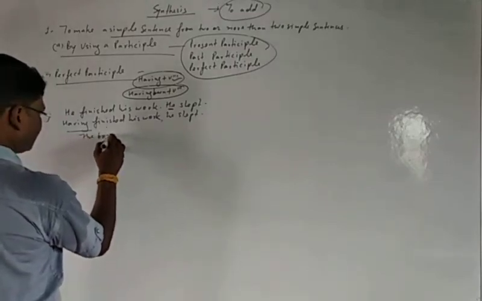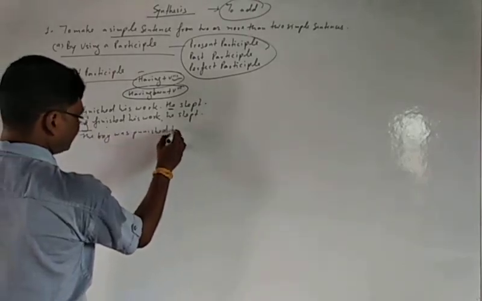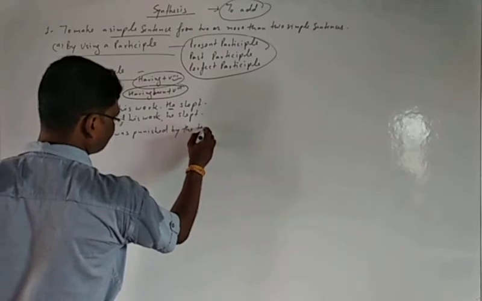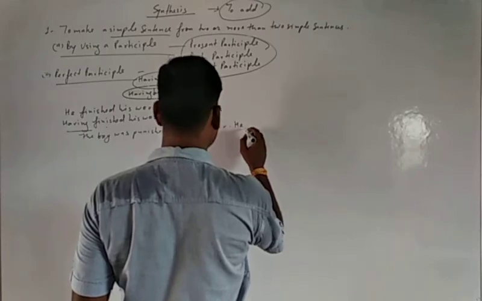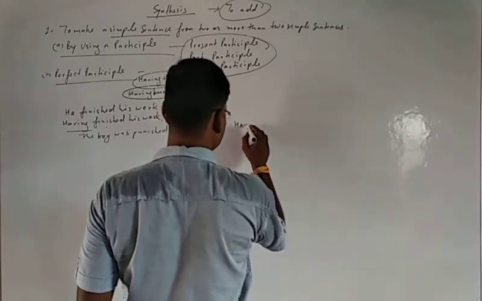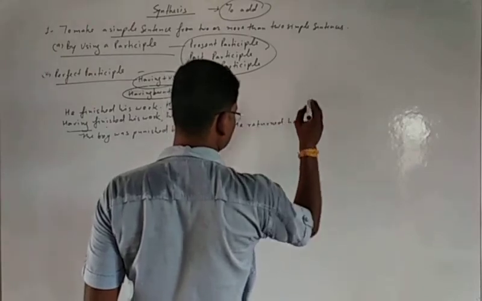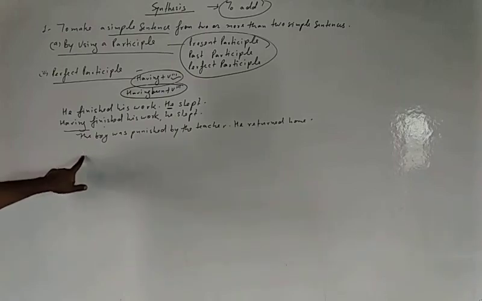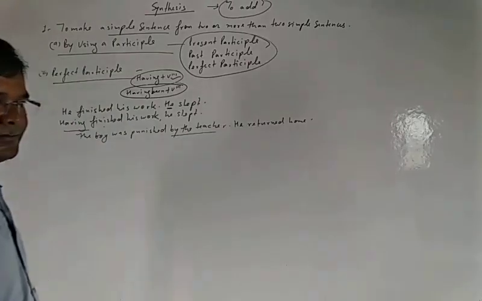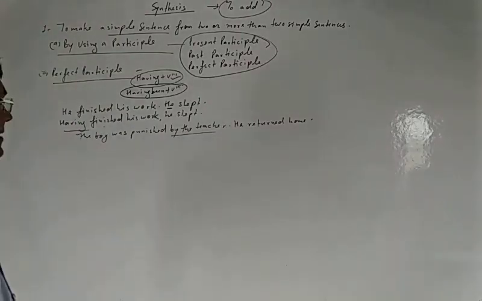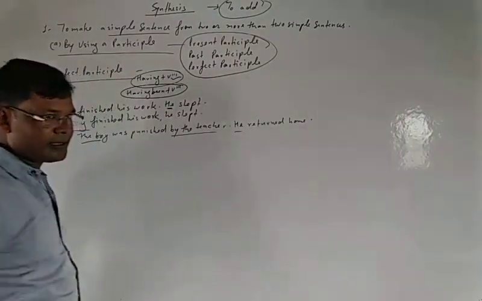The boy was punished by the teacher. He returned home. The boy was punished by the teacher. By the teacher, that means it is passive mood. The boy was punished by the teacher. He returned home. Who returned home? The boy. The boy and he are common.